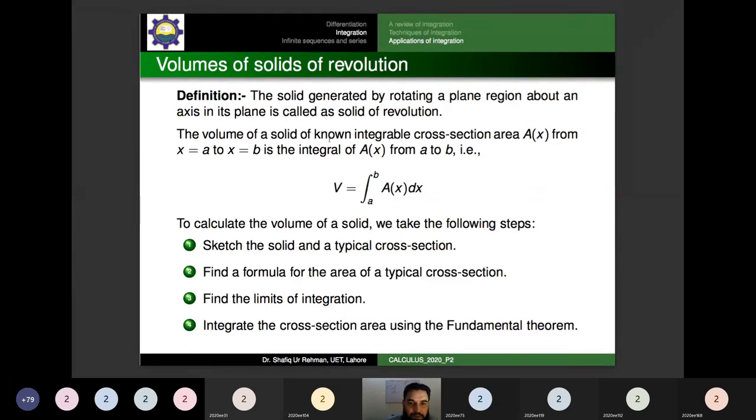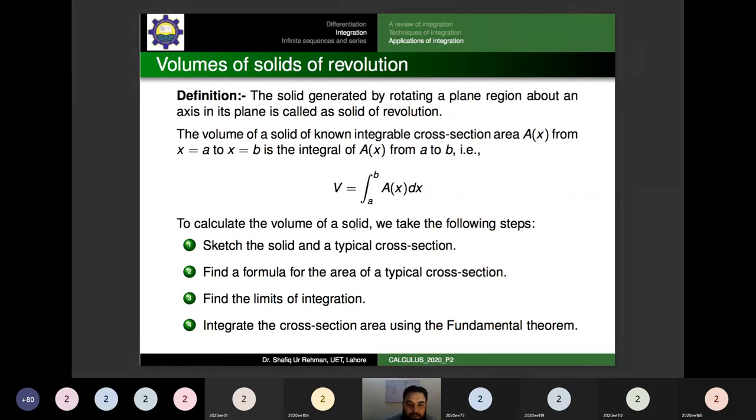The volume of a solid of integrable cross-section area A(x) from a to b is the integral of A(x) from a to b. So eventually it will take us to this formula. We will talk about this formula because there is more than one version. That cross-section area is going to be integrated once you make a rotation about one particular axis. So it will take us to volume.